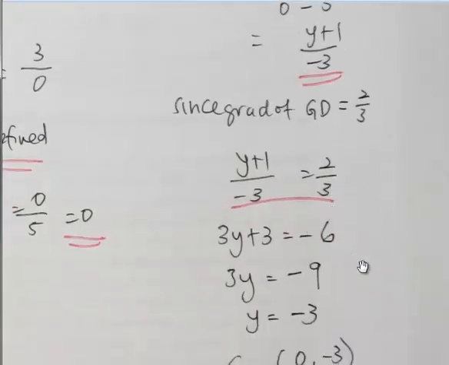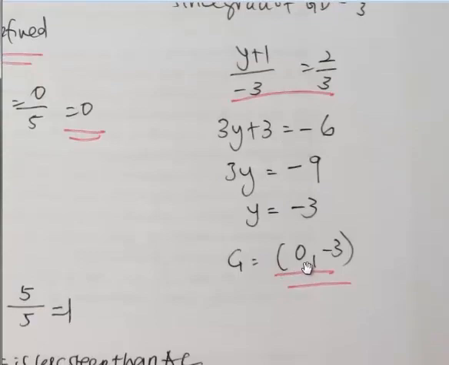So we cross multiply. So it's 3y plus 3 equals negative 6. 3y equals negative 6 minus 3, equals negative 9. So y equals negative 9 divided by 3, equals negative 3. Thus the coordinates of G will be (0, negative 3).